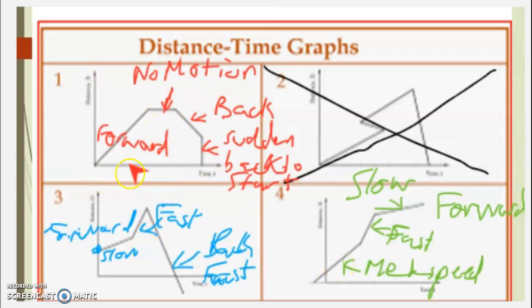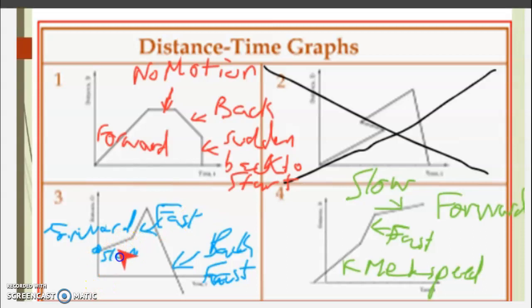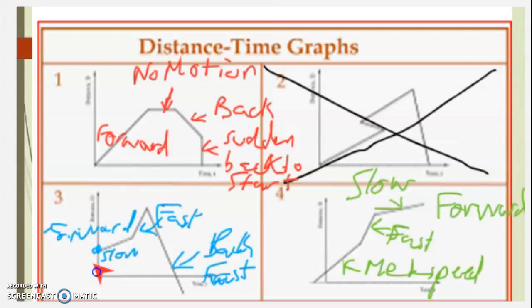Alright, so with graph 1, you can see that the object's going forward, and then there's no motion at all. Then we're starting to go back to our reference point, and then we're suddenly back to the reference point, or back to our start. Graph 3 is showing a slow start forward, and we're starting a little bit away from our reference point. Then we're moving really fast away from our reference point, and then really fast back to the reference point.